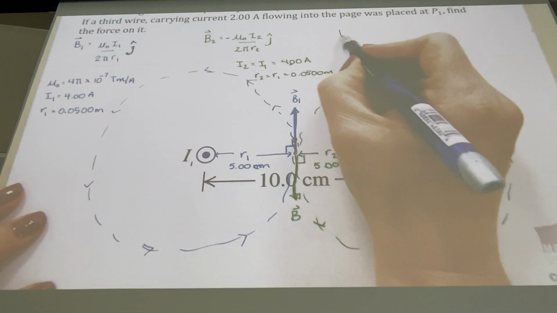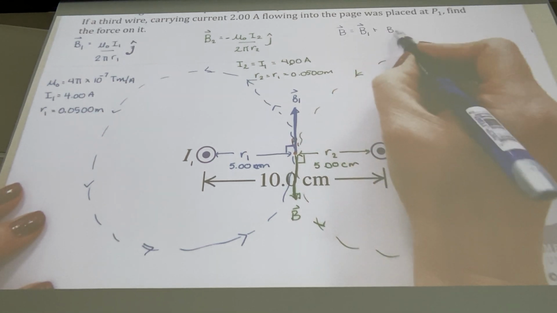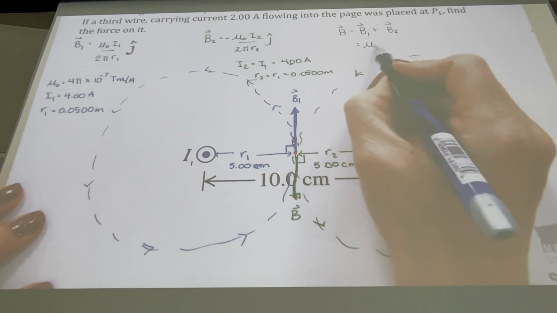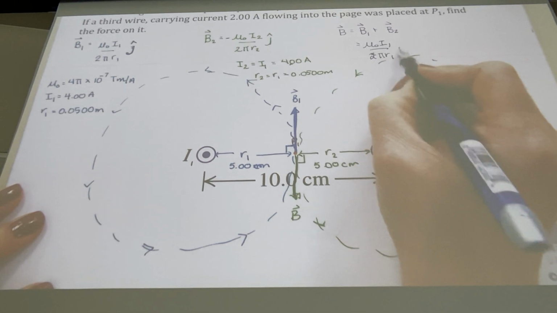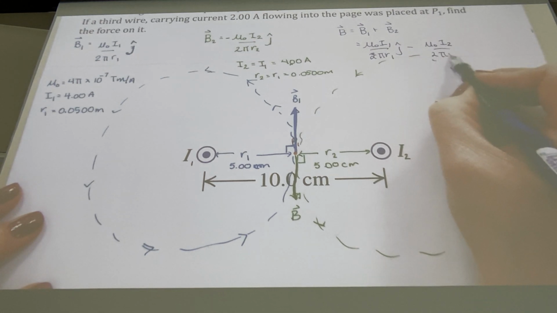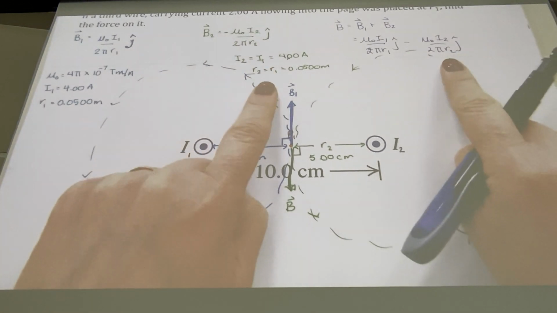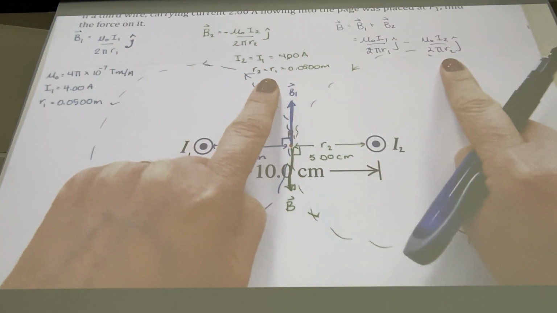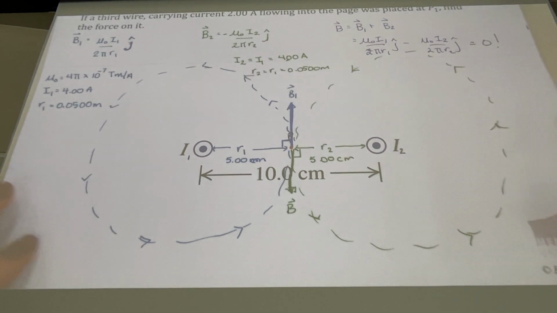So our total magnetic field B is B1 plus B2 equals mu naught I1 over 2 pi R1 J minus mu naught I2 over 2 pi R2 J. Here I notice that my I1 and I2 are the same, R1 and R2 are the same. They point in opposite directions, so my net magnetic field is equal to 0 for this problem.